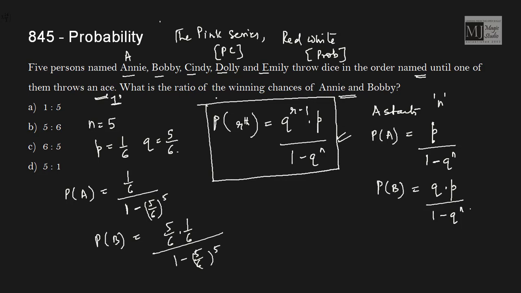Now what is the ratio they have asked? So PA upon PB, the denominator will cancel out, so it would be 1 by 6 upon 5 by 6 into 1 by 6, that will be 6 by 5. So the ratio of winning is 6:5.